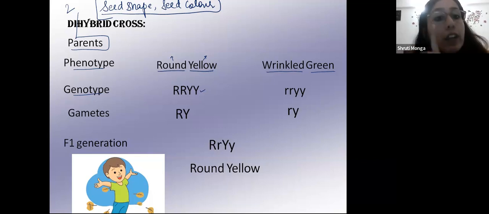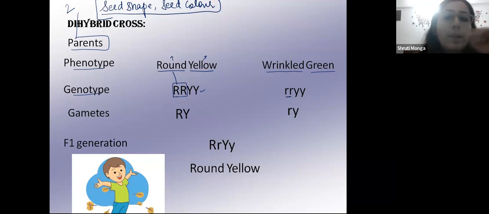Don't do that for wrinkled, you will not write W. If for a shape Mendel has used capital R for round, then for wrinkled, in the recessive state, he is going to write small r. For yellow, capital Y is there, so for green it would be small y.